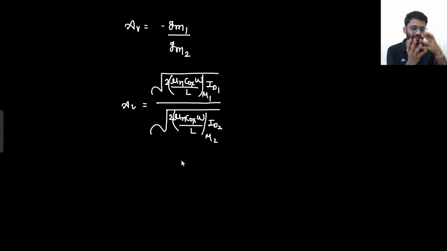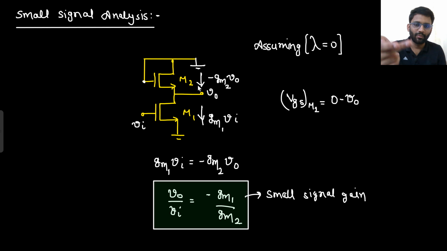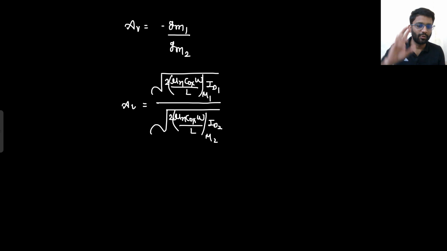So mu n Cox, W by L can vary actually. It's not that mu n and Cox will vary because they are constant parameters, almost constant. They are also not constant, but that is very in-depth device physics. No one will ask you this. But mu n and Cox, you can consider constant parameters, but W by L can change. This can have higher W by L, this can have lower W by L. Width and length you can change. Mu n is the mobility that is constant for an electron. Even Cox is constant. So W by L can change.